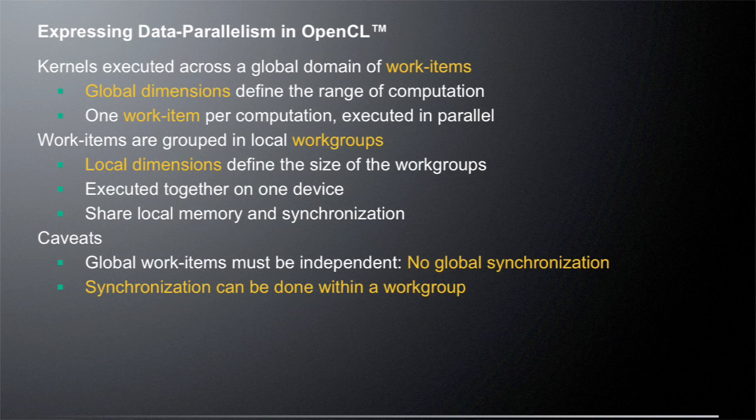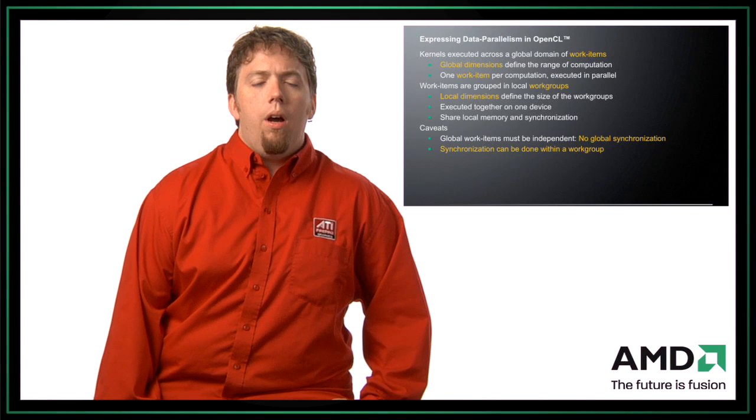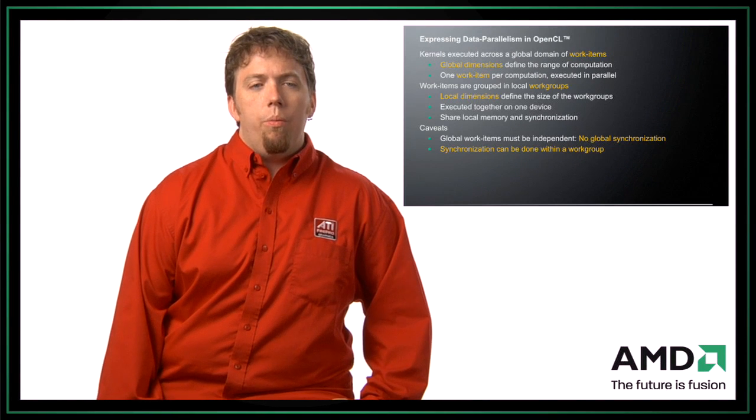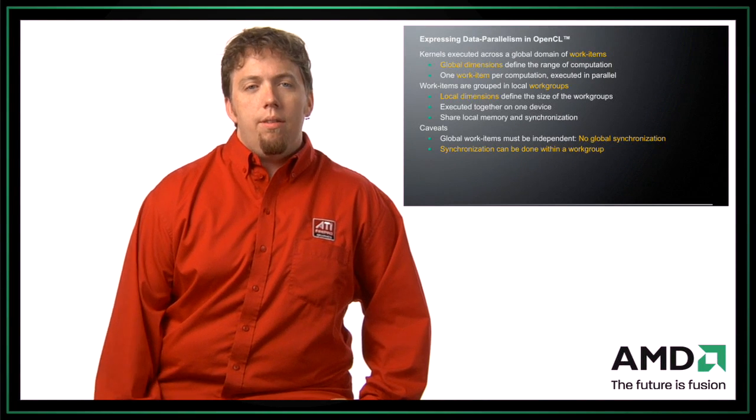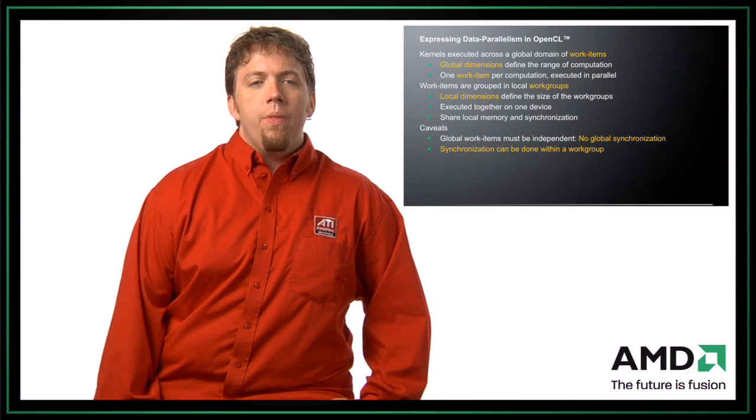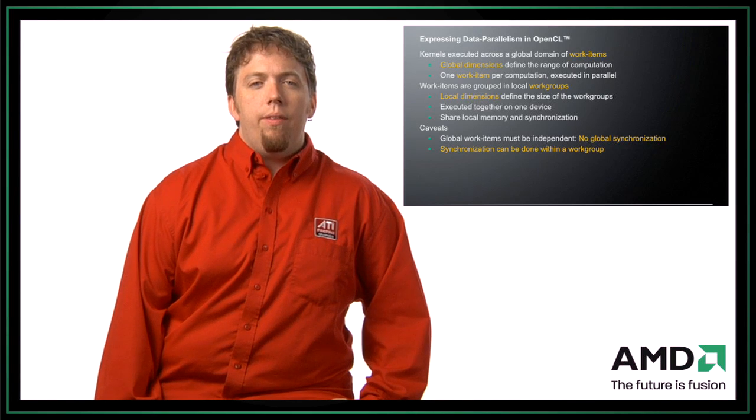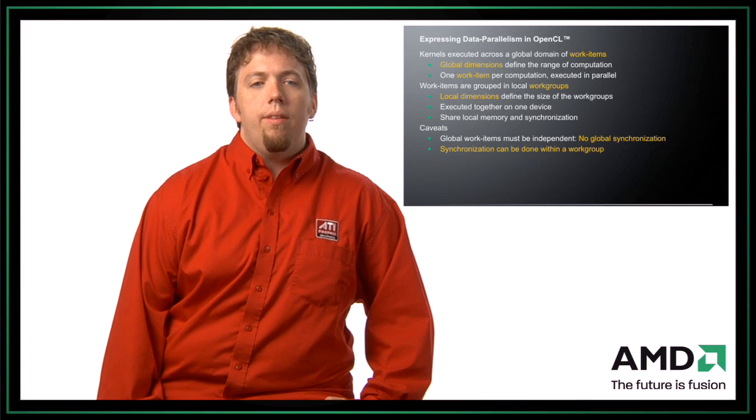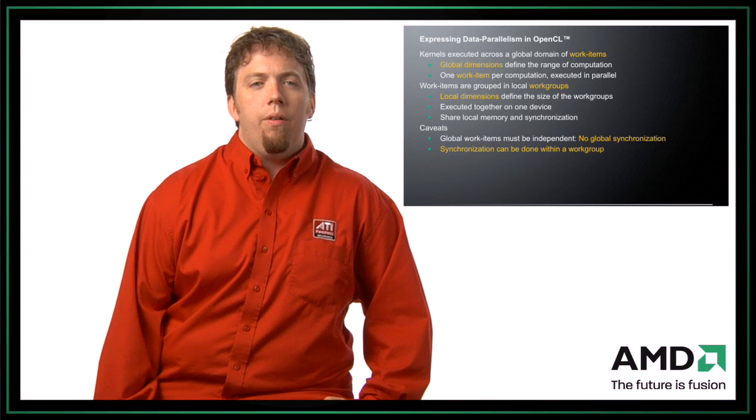Our global dimensions define the range of computation. One work item per computation is executed in parallel. But we can further group our global domain into local work groups. Our local dimension tells us the size of our local work group, and these are executed together on one device. The reason they're executed together on one device is that way we can share local memory and synchronization.